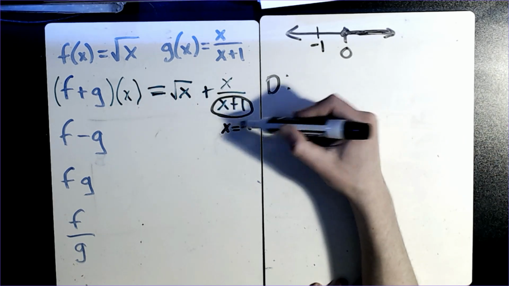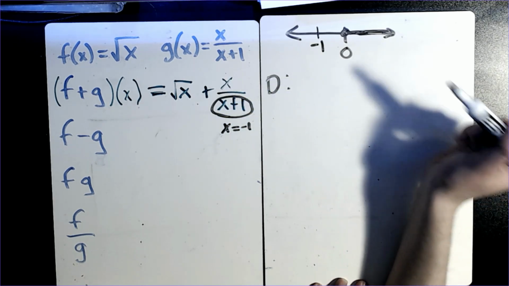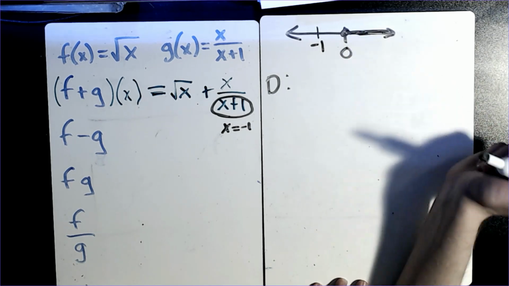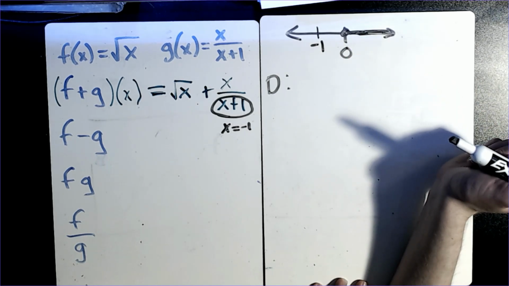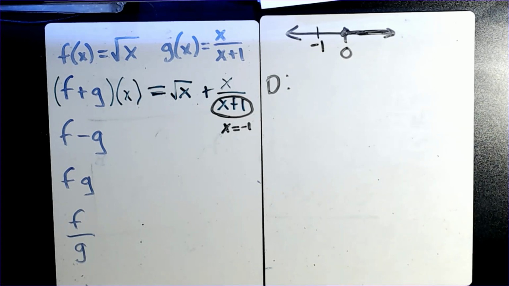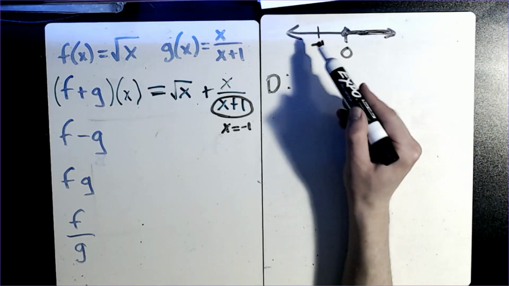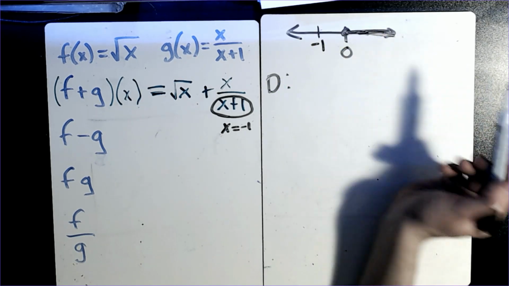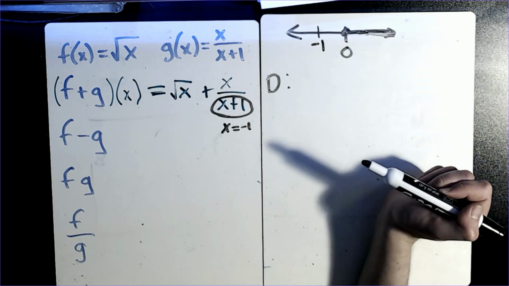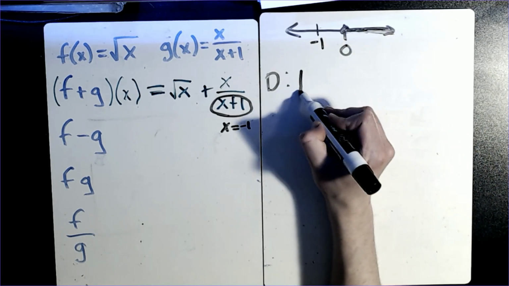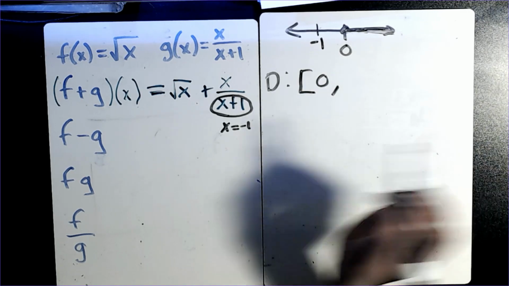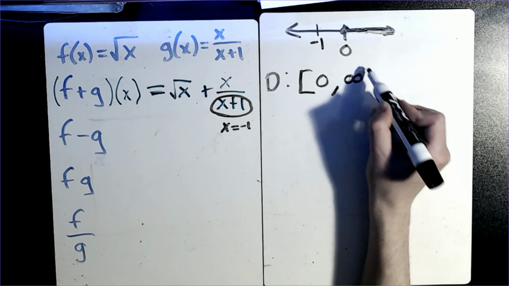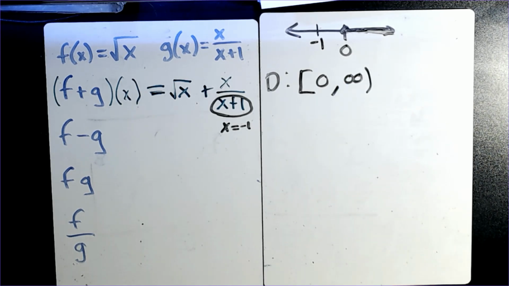If this was a number like 2 or 3 or something, that would put a hole in our domain over here, and then we'd have two separate intervals for our answer. So our domain on this one, where we're already avoiding negative 1 by being bigger than 0, is just all the numbers bigger than or equal to 0. So we'd go from 0, we want to include 0 because we can take the square root of 0, all the way up to infinity. That would be the domain of that guy.